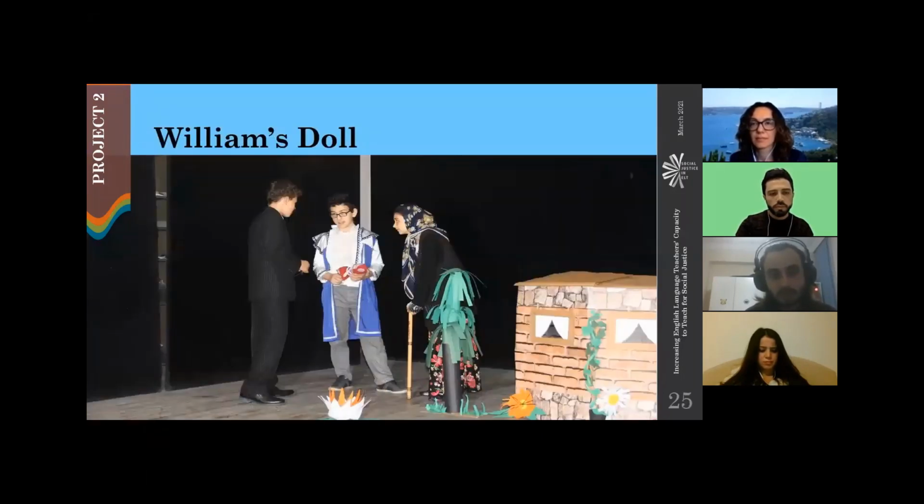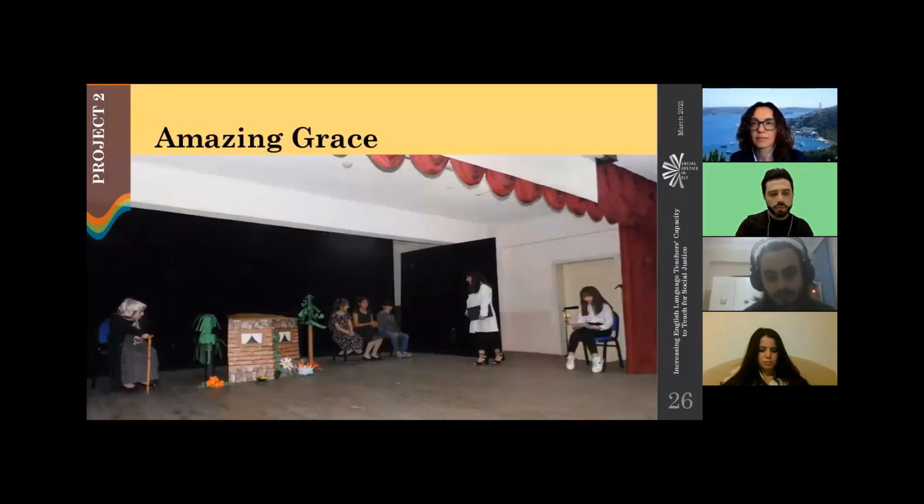And this is from William's Doll. As you can see, at the center there is William, and on the left-hand side there is the father, and on the right-hand side, the grandmother. And here, Amazing Grace. Amazing Grace is the student at the center who is sitting on the desk.